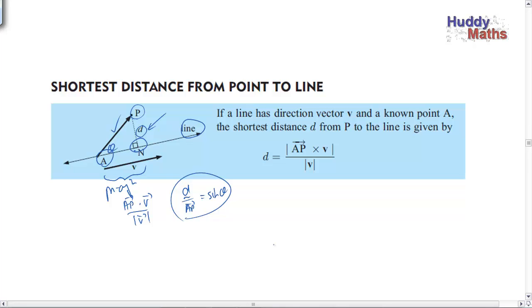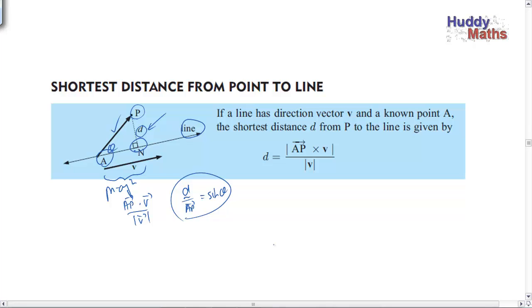Okay, and so D equals length of AP sine theta. But remember the cross product, like the dot product, length of one, length of the other, by this time the sine of theta compared to the dot product, the cos of theta. So we've got that, and if we divide by V, we'll get the piece that we want, length of AP sine theta. So we can have the cross product divided by the length of V will give us this distance D. So there we have it. Let's summarise this then. D is AP cross V, length of that, divided by the length of V.